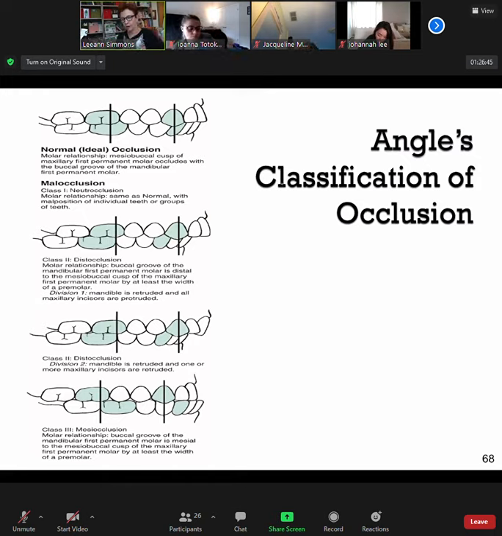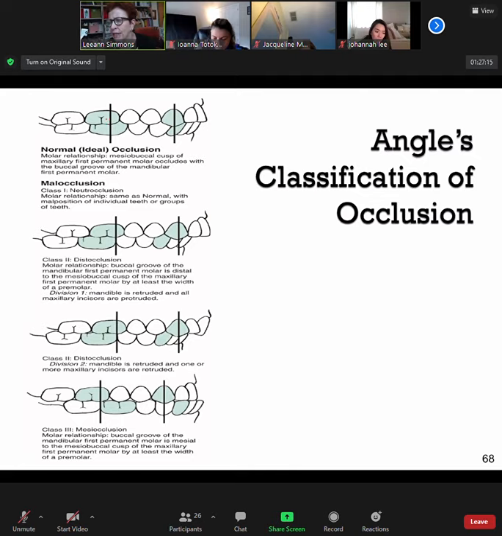Okay, occlusion. So here we go with Angle's classification of occlusion. We've talked about the molars, first molars and everything. So we've got to talk about how to assess occlusion, because you're going to be doing this on every patient you see in our clinic. And it will be on your board exams. There's no reason to miss these questions on the boards. All right, so I think I got this out of Wilkins, your textbook.